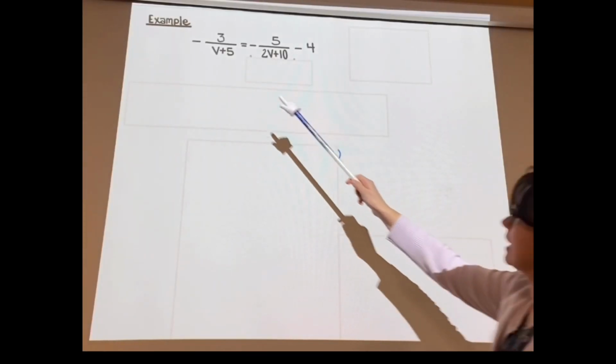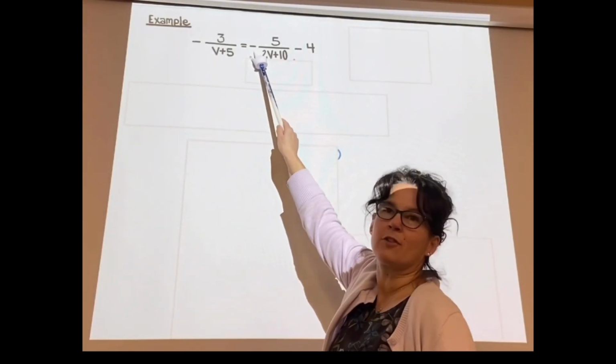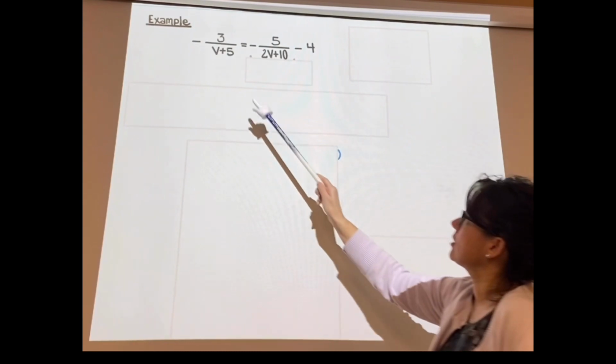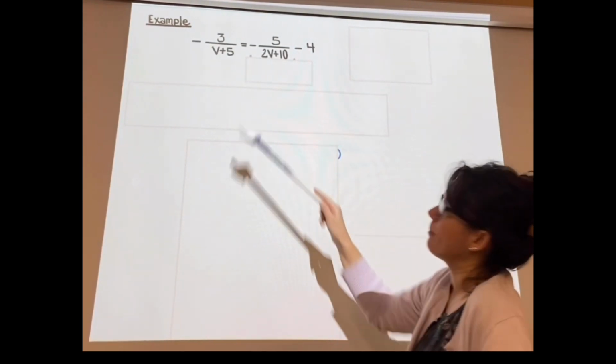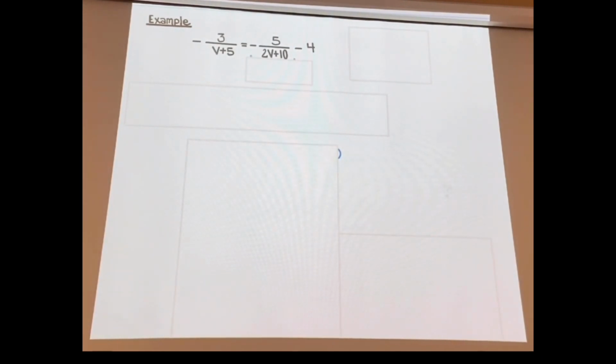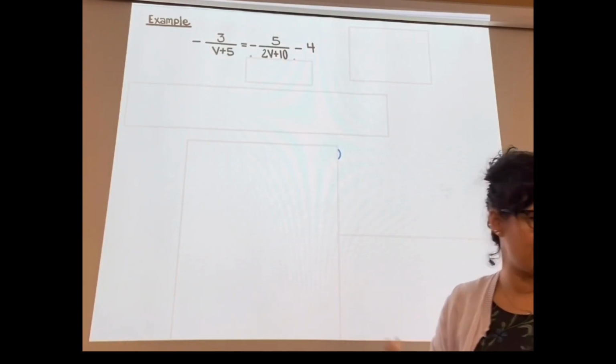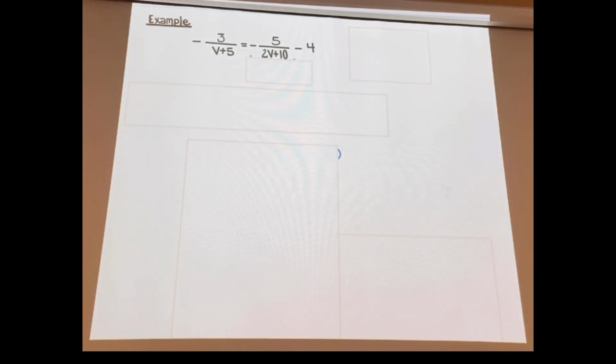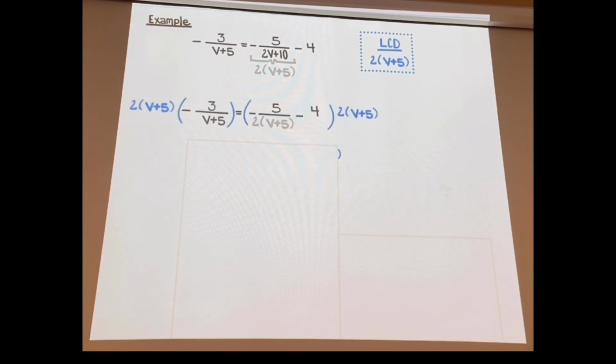I have an extra negative out in front of this fraction and out in front of this fraction. We still start the same. 2v plus 10, we want to see what it's made out of. And since there's a 2 in common, I'm going to factor out a 2. And then the denominators, the common denominator there is a 2 and a v plus 5. So once again, we're going to multiply both sides by both 2 and v plus 5.